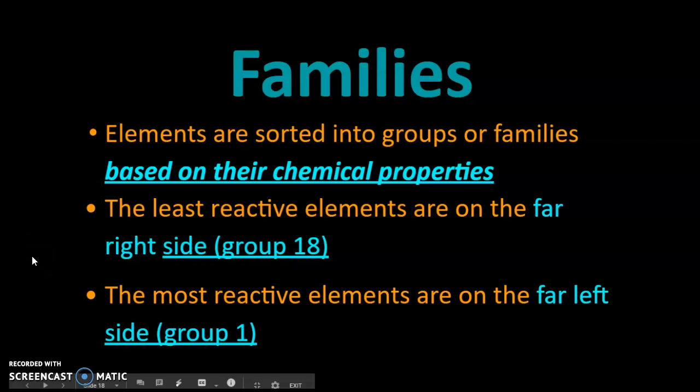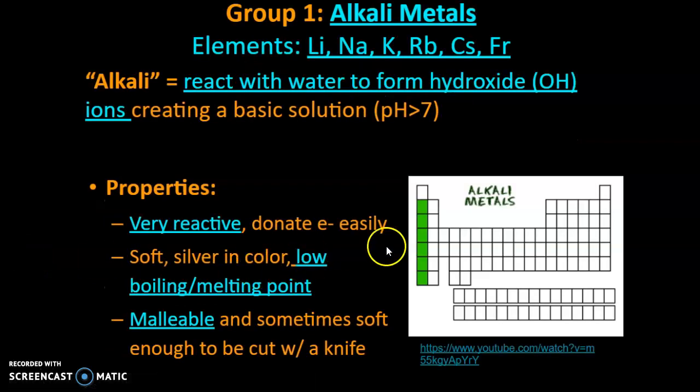We're going to take a look at some famous families, starting with group 1 right here on the very left side. These are going to be known as our alkali metals. The elements are from lithium to francium. Notice again that hydrogen is not one of the alkali metals, it is a gas.